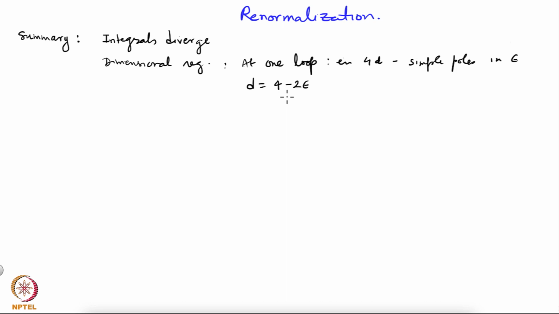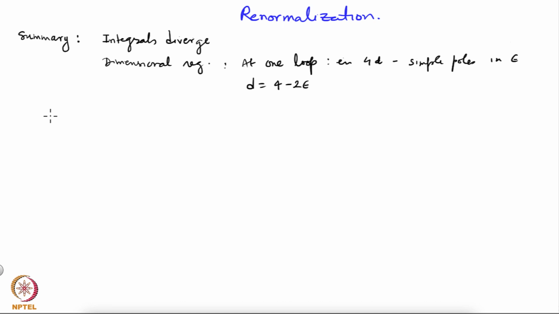And as I said, this is not going to make anything finite because I have to take epsilon going to 0 eventually, meaning I should work in 4 dimensions and all those integrals will diverge. Okay, but nevertheless, this will be the first step towards our goal of getting finite answers. Okay, so let's begin with that.